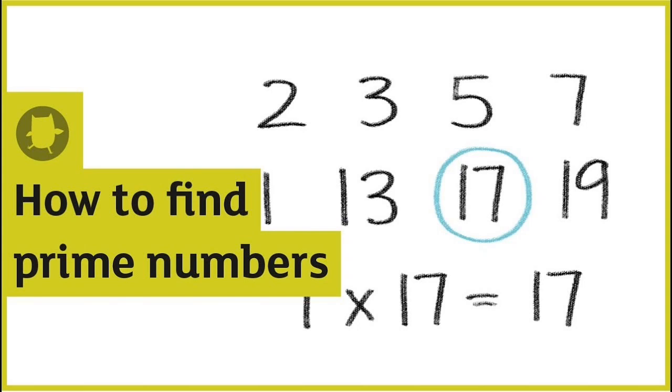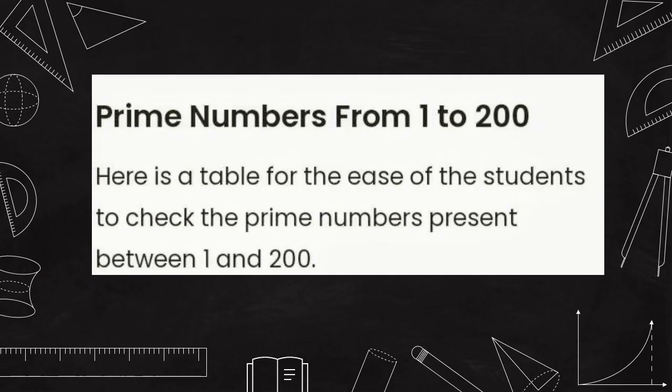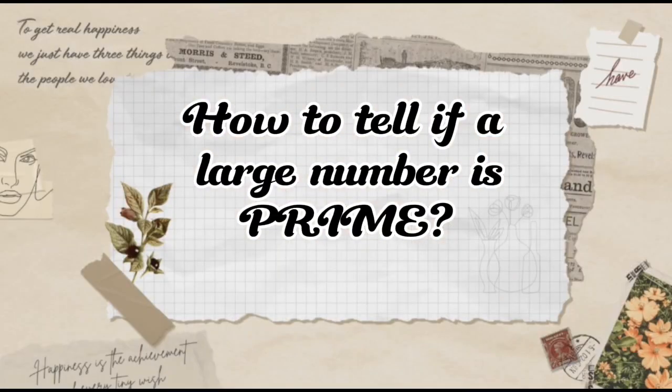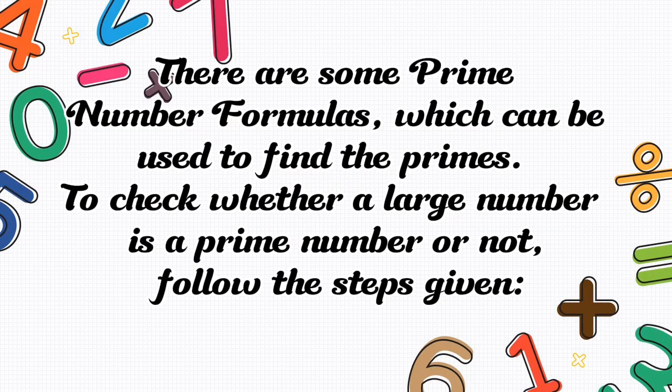It is easy to find primes for smaller numbers, but for larger numbers, we have to discover another way to find primes. Since here we have explained how to evaluate prime numbers not only for smaller digits but also for bigger numbers, we have here the table. Here, students will also learn a shortcut way to find prime numbers from 1 to 200 using the chart presented. How to tell if a large number is prime. There are some prime number formulas which can be used to find primes. To check whether a large number is a prime number or not, follow the steps given.